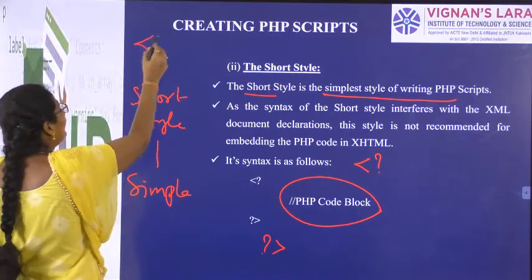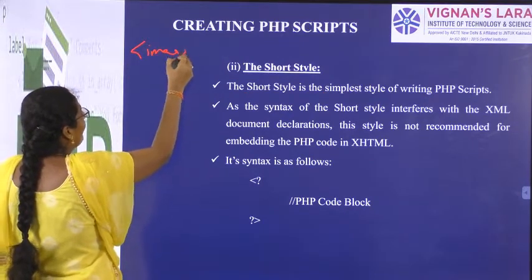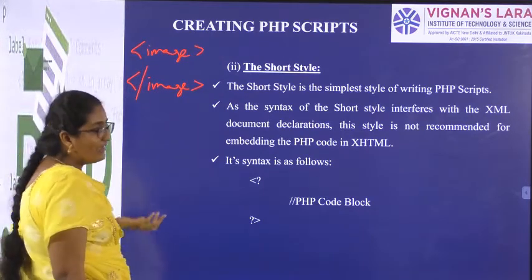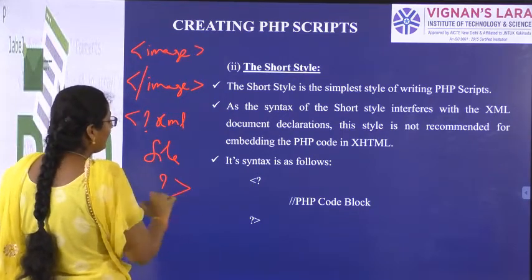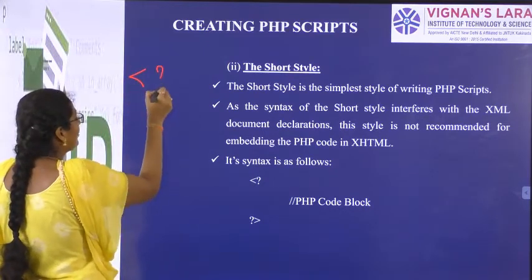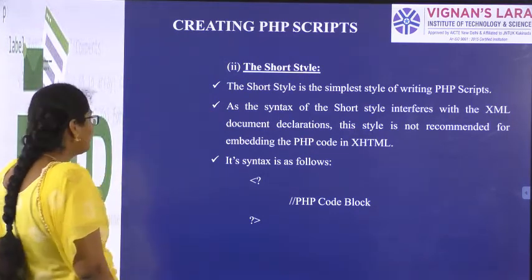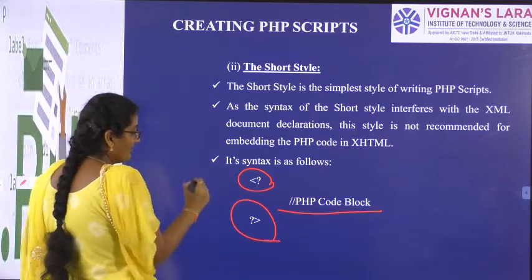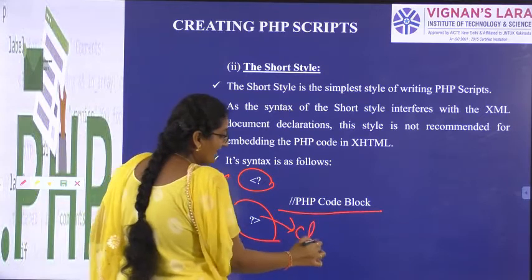For HTML we have some tags. For example, take the image tag. In HTML we have an opening tag and a closing tag for the image. If you take an XML file, for an XML file also we have opening tags and closing tags. Similarly, what is the syntax of PHP? Angular braces, question mark, PHP code, followed by the closing tag, question mark and angular braces. So the basic syntax: angular braces, question mark, PHP code, closing tag. This is the open tag for PHP, and this is the close tag for PHP.